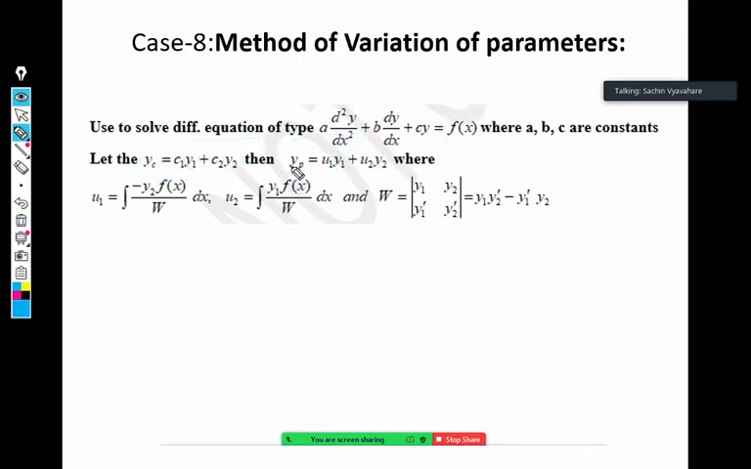So we are assuming that yp is this, where u1 and u2 we have to find out. The main task in variation of parameters is finding the values of u1 and u2. To get u1, this is the formula: integration of minus y2 f(x) upon W dx, and u2 is integration of y1 f(x) upon W dx. What is W? W is known as the Wronskian.